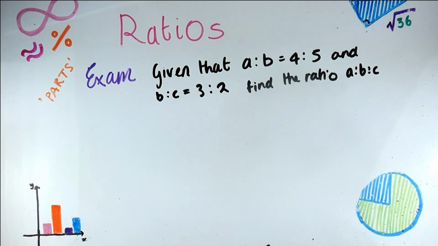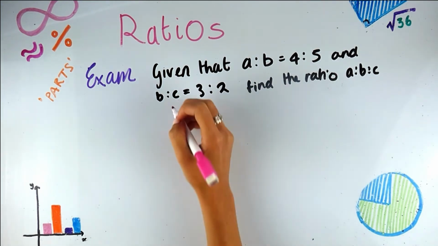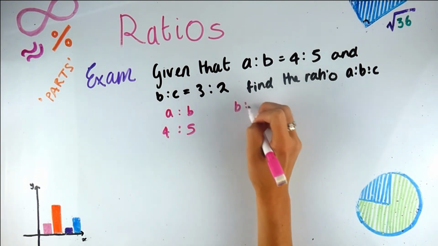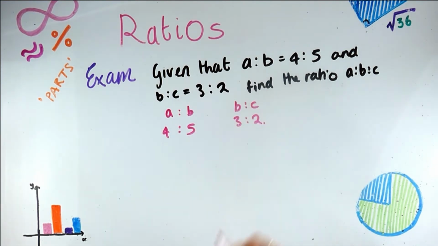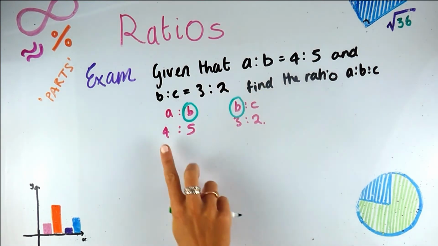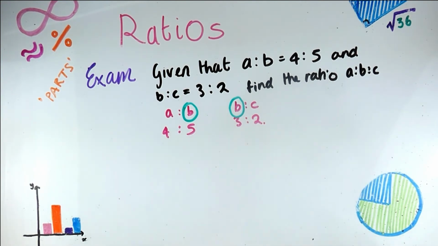Okay, so next question, slightly harder. Given that A to B is in the ratio 4:5 and B to C is in the ratio 3:2, find the ratio A:B:C. So let's say A to B is 4:5. Over here we have B to C is 3:2. Now we need some way of relating these two things and making them similar. As we can see, both of them have B's in. So if we sync up these B's, we can then compare the A and the C. The trick here is to get the B value the same, so then we can look at them all fairly.